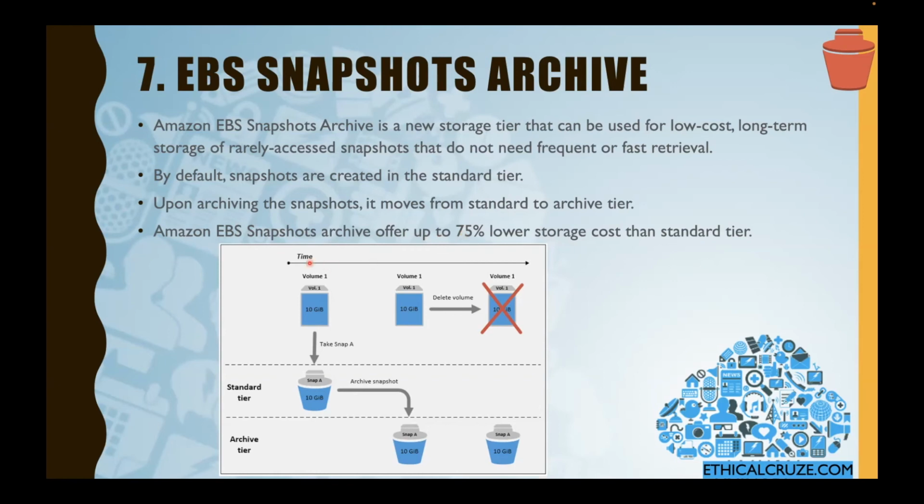If you see the diagram below, the first one is your volume 1, where we have taken the snapshot, and this is part of the standard tier. When we archive it, it is moved to the archive tier. And if we delete this particular volume, the snapshot of this volume is still present in the archive.